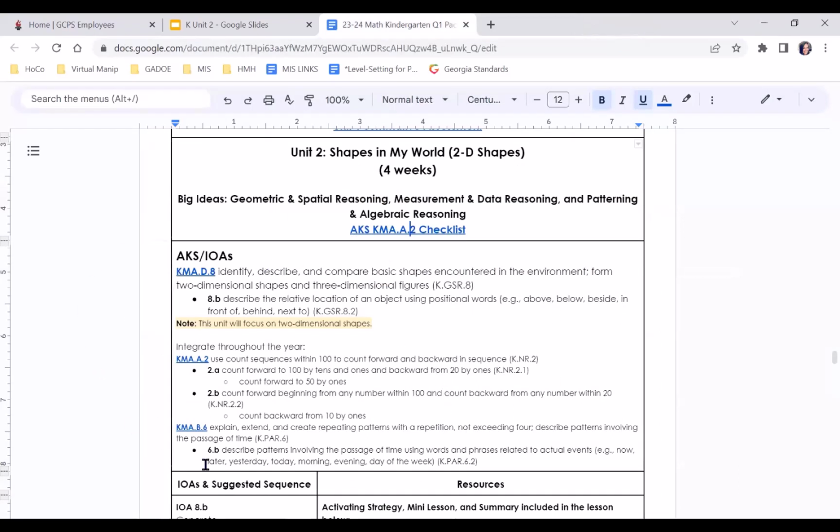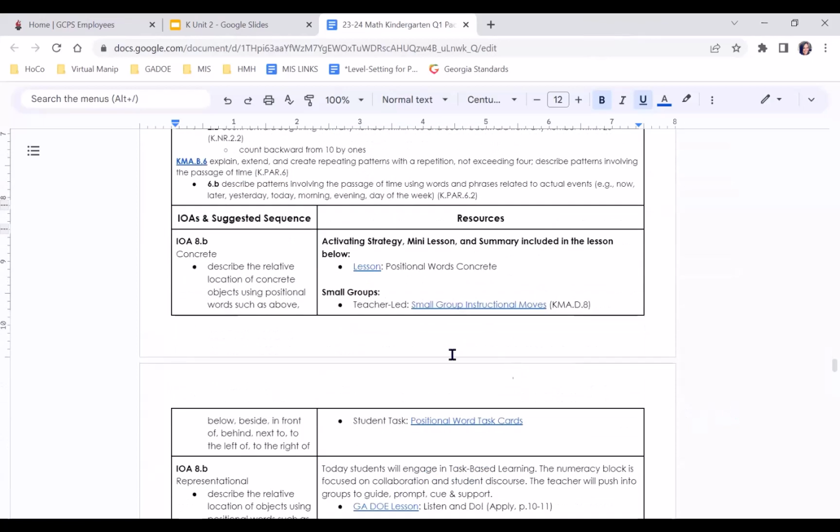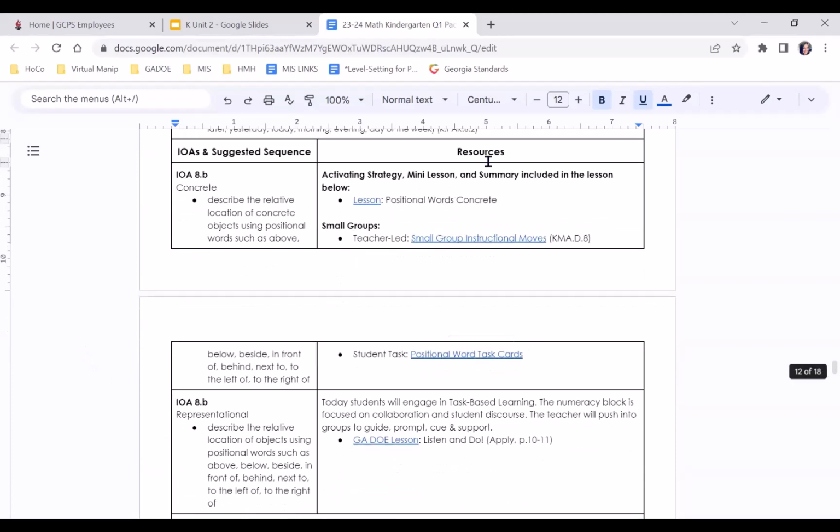Next, you will see a list of AKS and IOAs which have been strategically clustered together. This is followed by our suggested pacing. Specifically, the left column provides the learning progressions for the AKS and IOAs, whether this be the concrete, representational, or abstract progression, or a progression between specific learning targets within the IOAs. Suggested manipulatives are also included in this column. The right column provides resources to guide instruction.